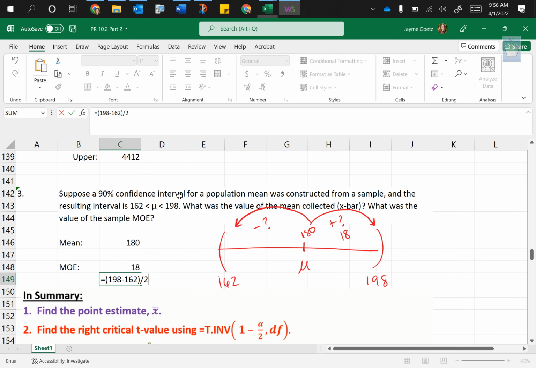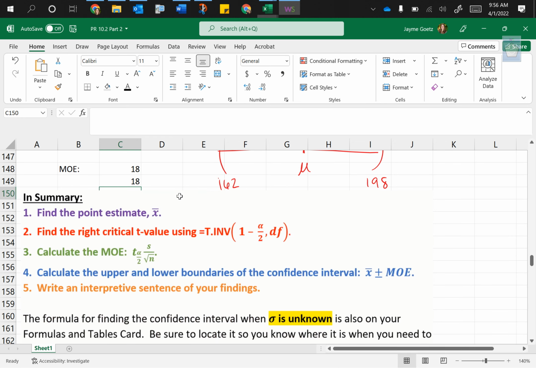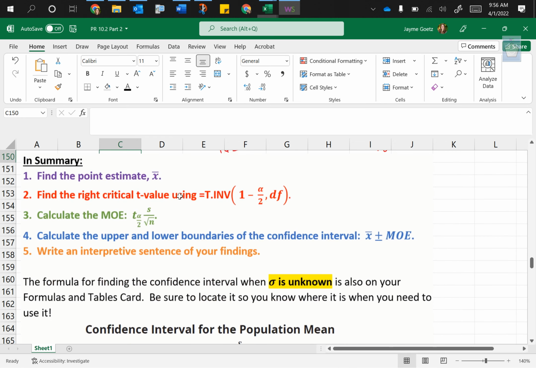In summary, to find this value, you need to find the point estimate. You need to find the right critical t-value using equals t.inv. You need to calculate the margin of error, and then you need to calculate the upper and lower boundaries. Then write the interpretive sentence. That just helps you understand what is going on.